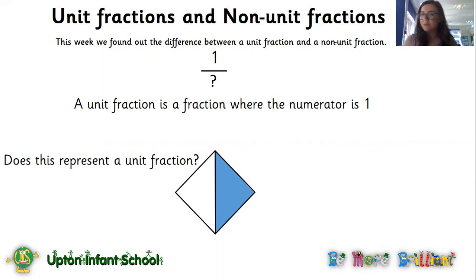We found out the difference between them this week, and a unit fraction is a fraction where the numerator, and that's the top number, is 1. The denominator is the bottom number in the fraction, and that one shows us how many parts there are altogether. And the numerator tells us how many parts we're looking at, how many parts are shaded, for example. So a unit fraction is where there's only one part shaded. It doesn't matter how many parts there are, just one is shaded.